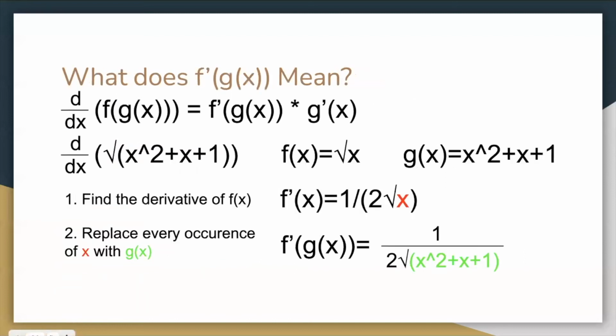All right, and then now, what does f prime of g of x mean? It's actually pretty simple. First, you find the derivative of f of x, and then you replace every occurrence of x with g of x. So we know that f of x is equal to the square root of x, and then the derivative of that is 1 over 2 times the square root of x, and then we replace x with g of x, which we know is this right over here. And then we get that f prime of g of x is equal to this.